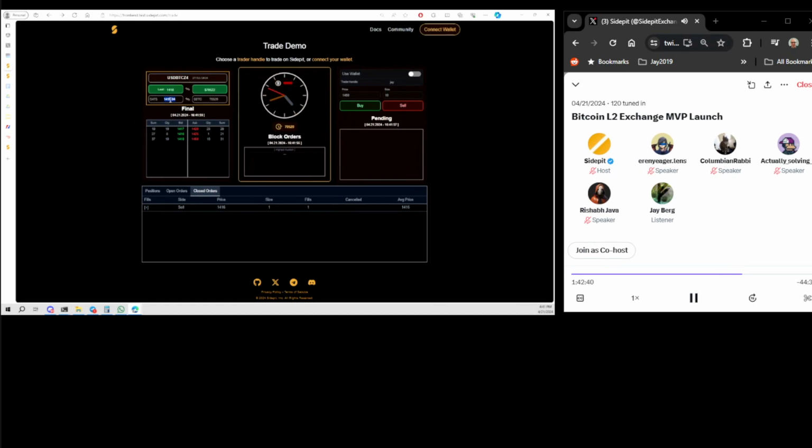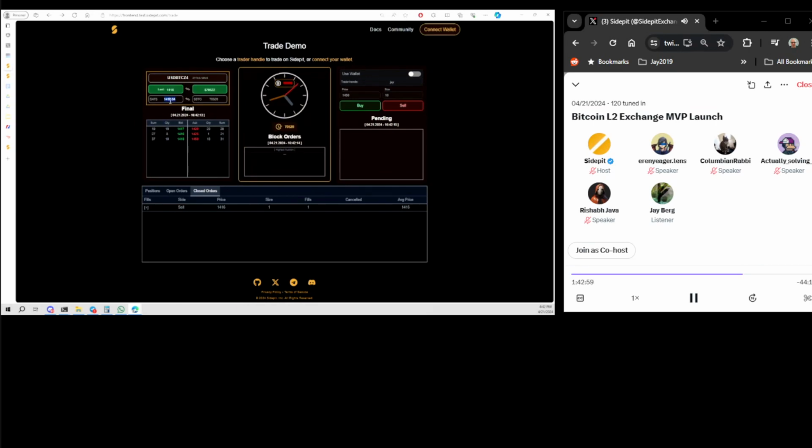The reason why they have perpetuals, the reason why they have all these other things, is because people don't want to learn this. So at Sidepit, there's a little education, but once you're there, you just know, okay, I'm long. And right now, if you want to get long or short, it's going to be a little hard.